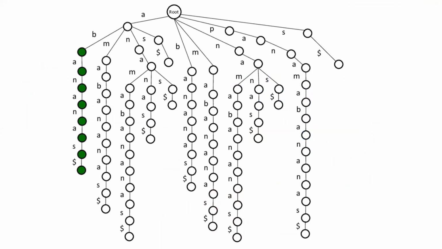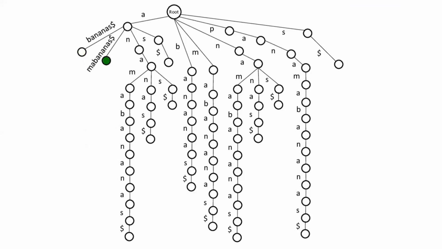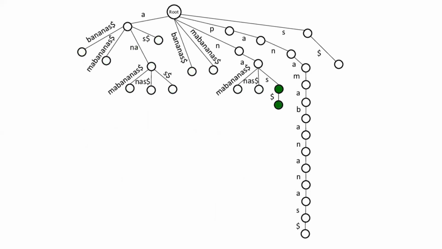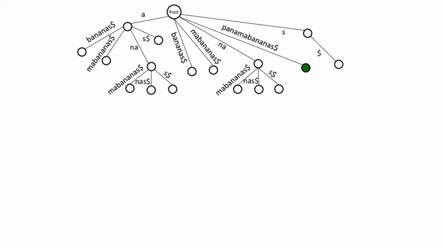We don't really need to keep all of these characters or all of these nodes. We can collapse them into a single text. And likewise, we're going to collapse all the other branches where there's a single path. Anytime there are no branches, you can collapse them into a single edge. So this is a condensed suffix tree.